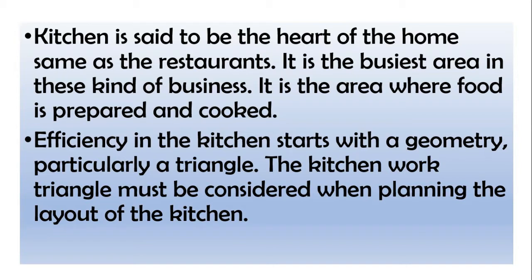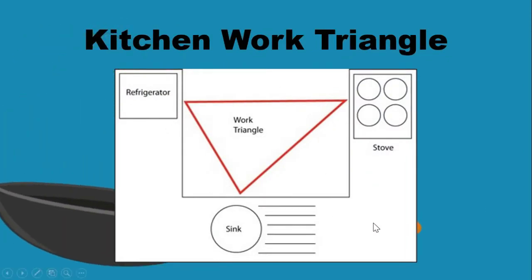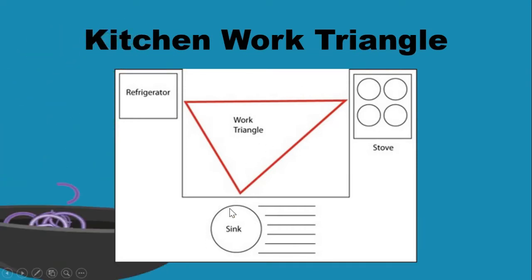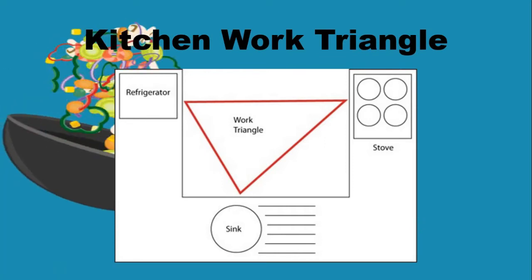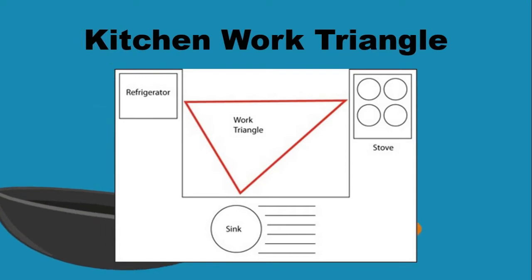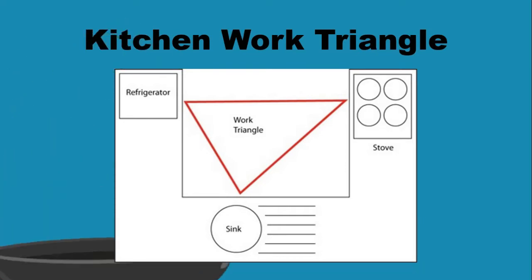Efficiency in the kitchen starts with a geometry, particularly a triangle. The kitchen work triangle must be considered when planning the layout of the kitchen. Take a look at the triangle. Pwedeng magkabali-baligtad yan. Pwedeng nandito yung sink, pwedeng nandito yung refrigerator, pwedeng nandito yung stove. Basta naka-triangle siya. So why do we need to have this kind of layout? Bakit kailangan triangle? Let us find out later.